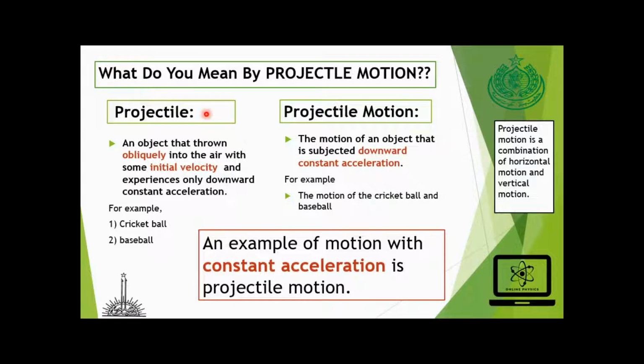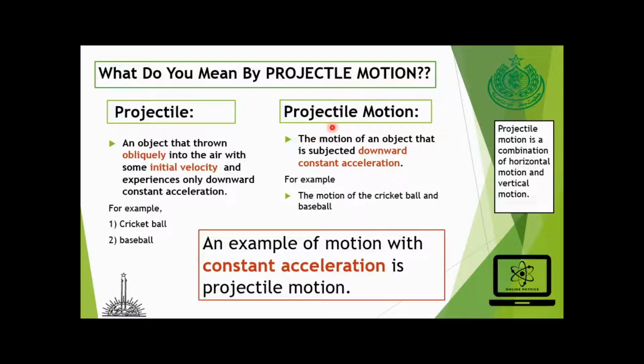What do we mean by projectile motion? We know what motion is. So what is a projectile? An object that is thrown obliquely, in other words neither parallel nor perpendicular, into the air with some initial velocity and experiences only downward constant acceleration. For example, if I am throwing a ball at some angle into the air, this ball is the projectile.